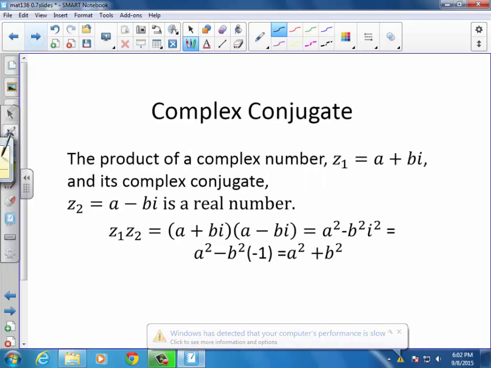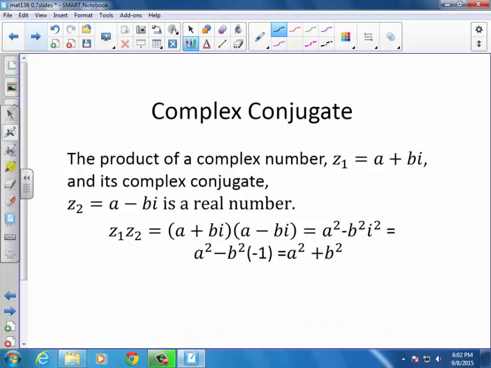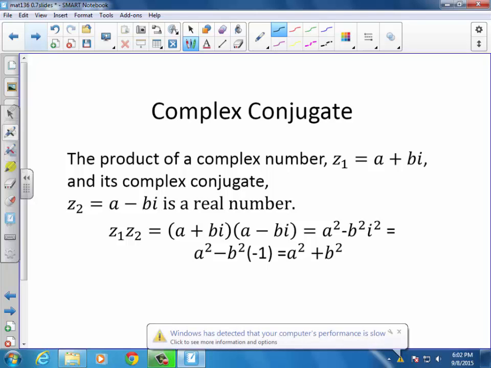Then they talk about these things called conjugates. Basically, complex conjugates work the same as the conjugates we were doing before with just regular radicals. The conjugate of a plus bi, keeping in mind that i is the square root of -1, is a minus bi. And that's basically all this thing's saying.